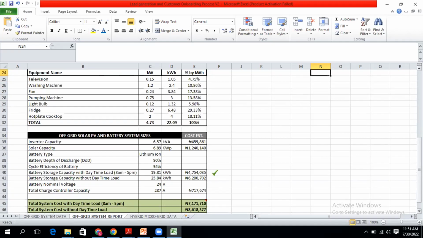Are we going to use battery storage capacity with daytime load and battery storage capacity without daytime load together to do the calculations of the total cost? No, you can see that the total cost is separate. The battery with daytime load is separate, the one without daytime load is separate, and the total is separate. So that answers my question. Thank you. Exactly. So this is with daytime load, and this is without daytime load.